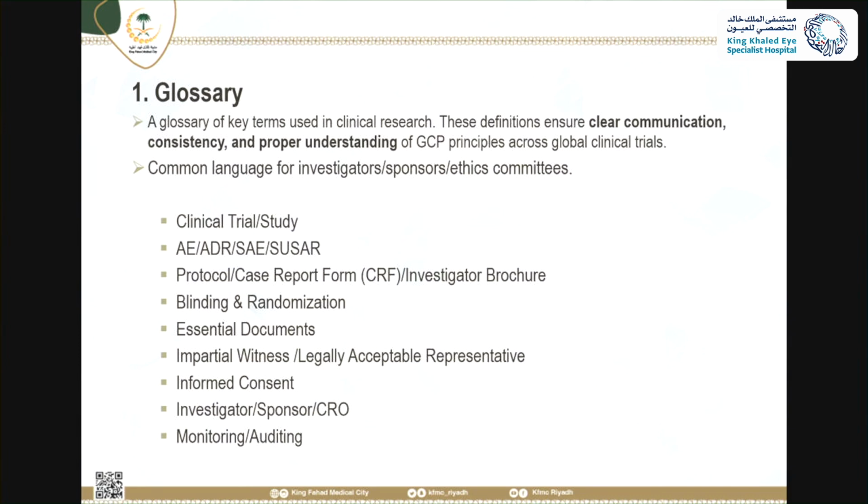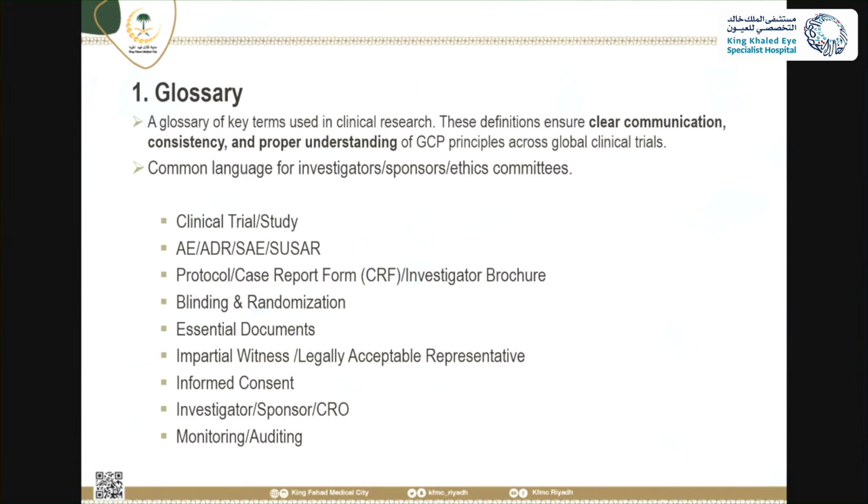Okay? So what is applied for us here might be different from the United States or European countries. Also, we need to understand the concept or the doctrine of informed consent from a research perspective. It's a little bit different from informed consent in clinical practice, and Dr. Dania will cover this. Also, we need to understand who is the investigator, who is the sponsor, and what we mean by CRO, Contract Research Organization.